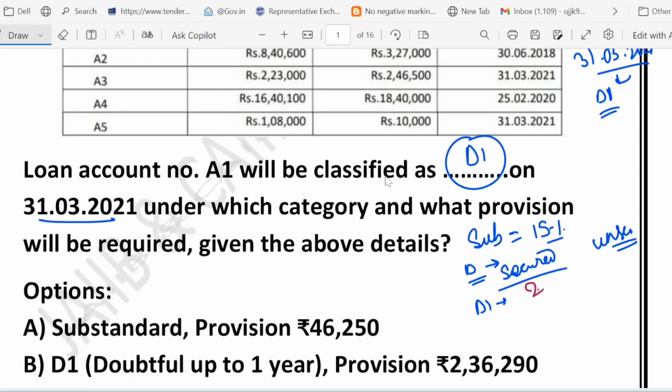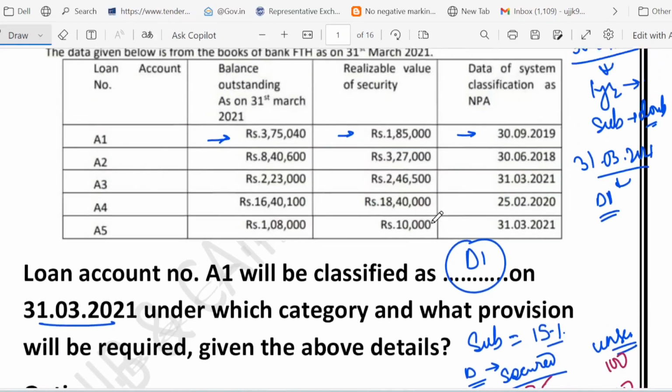So secured D1 provisioning is 25%. Secured D2 provisioning is 40%. Secured D3 provisioning is 100%. On the unsecured portion it is 100%. So now let's apply this concept. On the unsecured portion it is always 100% in all three cases. Now let's apply this concept to this particular A1 account.